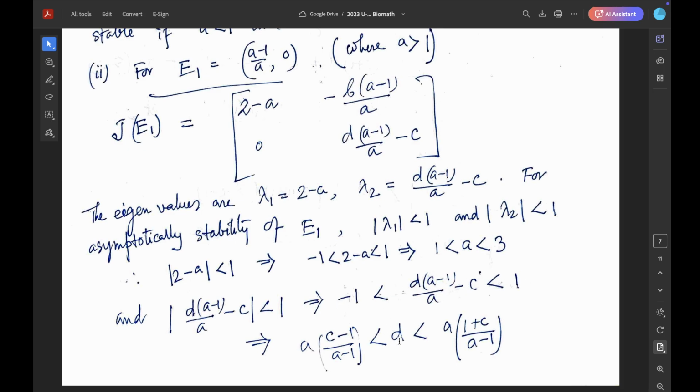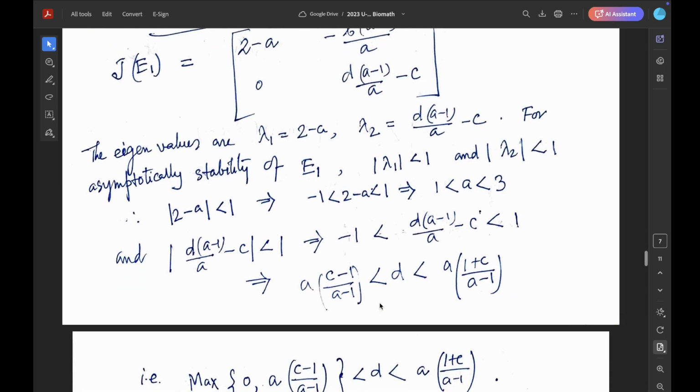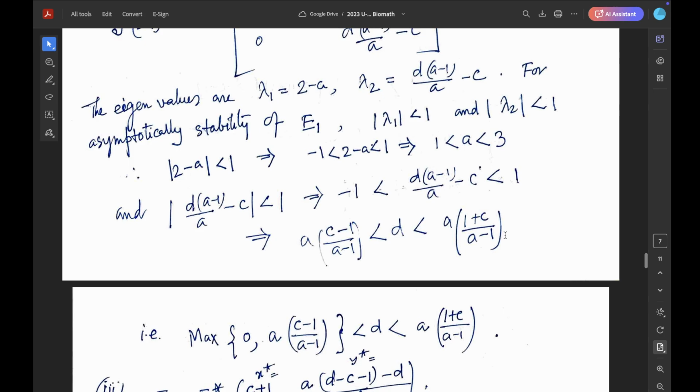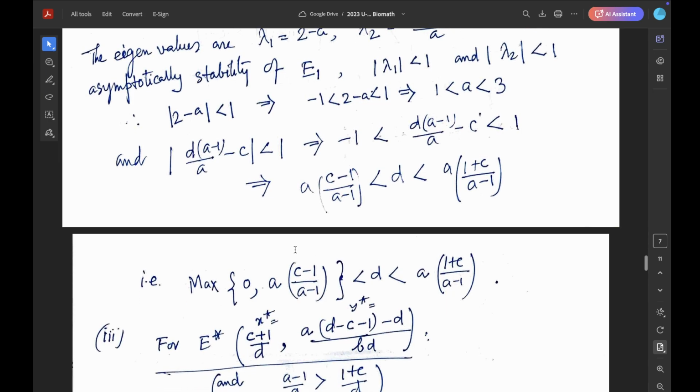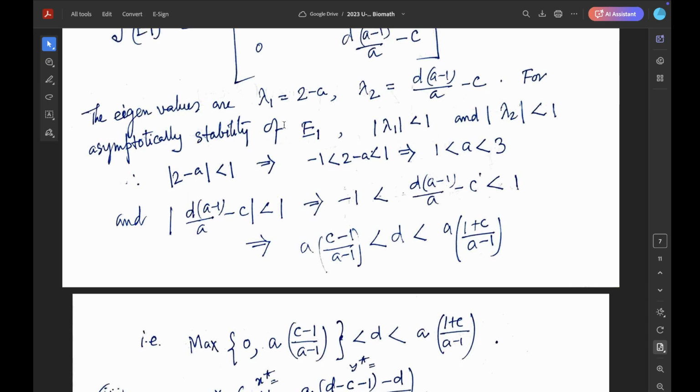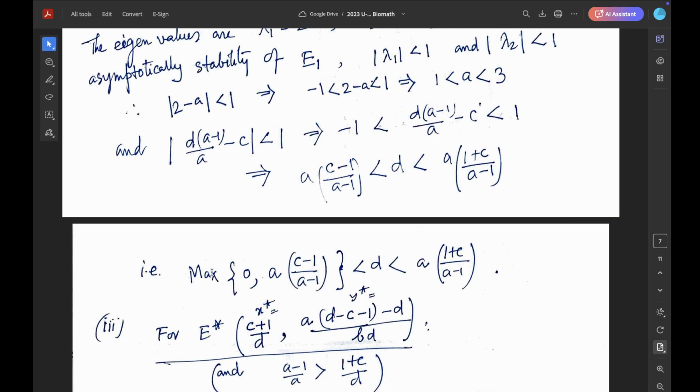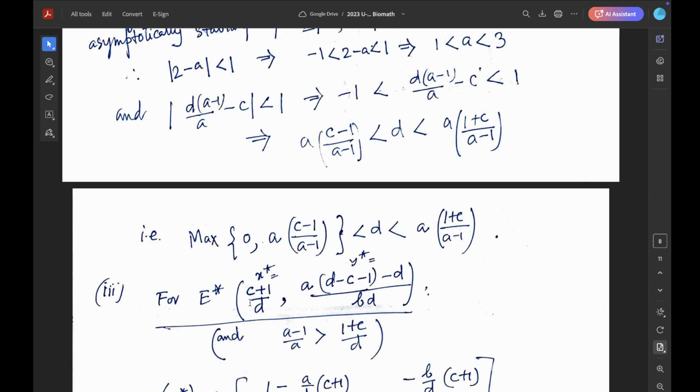So for the value of d, after simplification, we can easily get a(c minus 1)/(a minus 1) less than d less than a(1 plus c)/(a minus 1), and this is the condition. Hence d is greater than the maximum of 0 and this, and less than a(1 plus c)/(a minus 1), and this is the condition for asymptotic stability of the steady state E1. The first condition is 1 less than a less than 3, and the second condition is that d lies between this maximum and this bound. And the third steady state, E star.